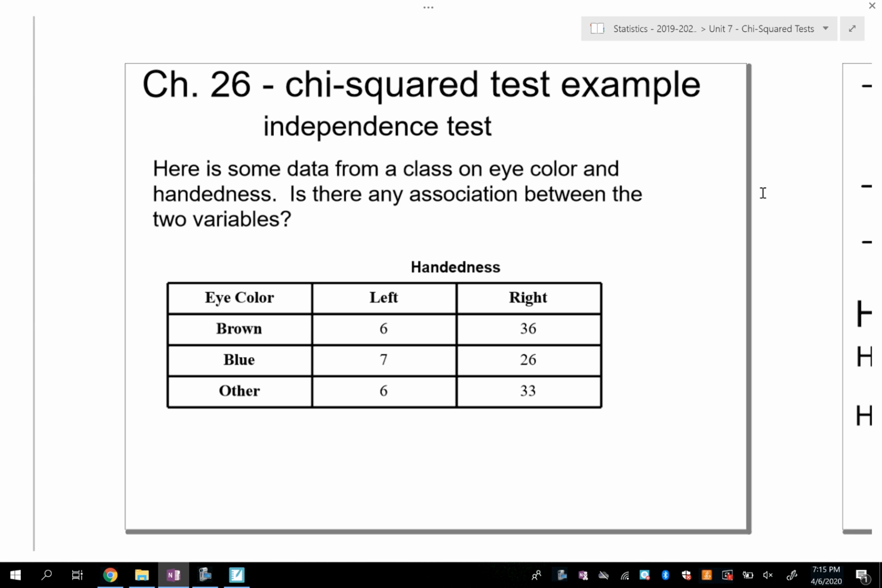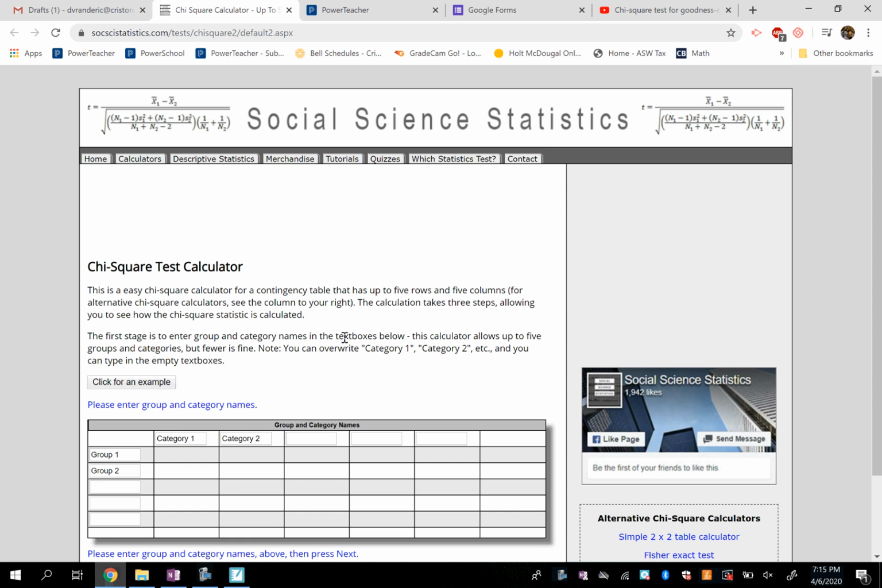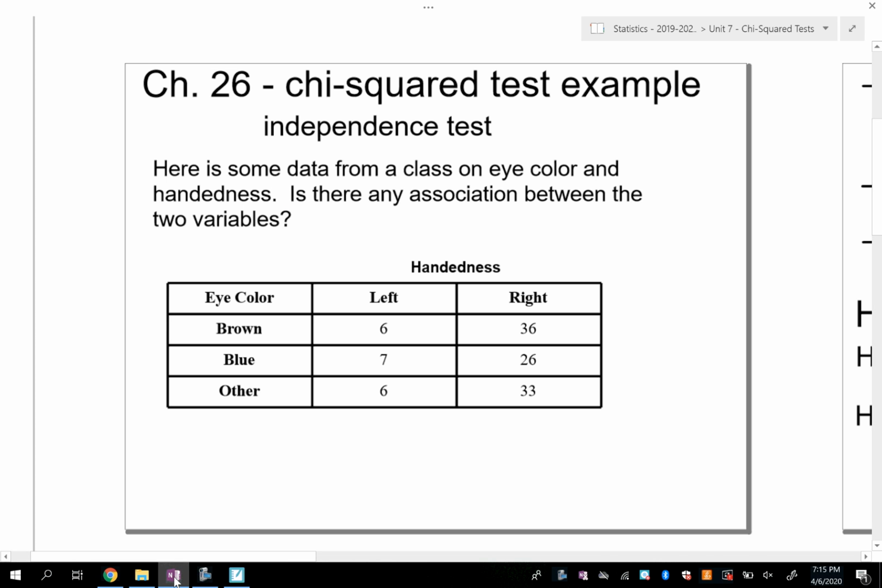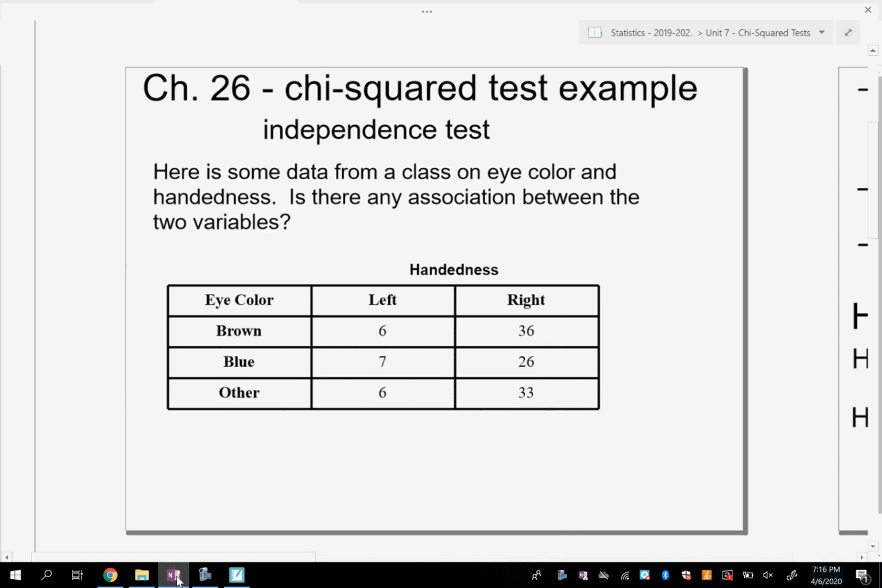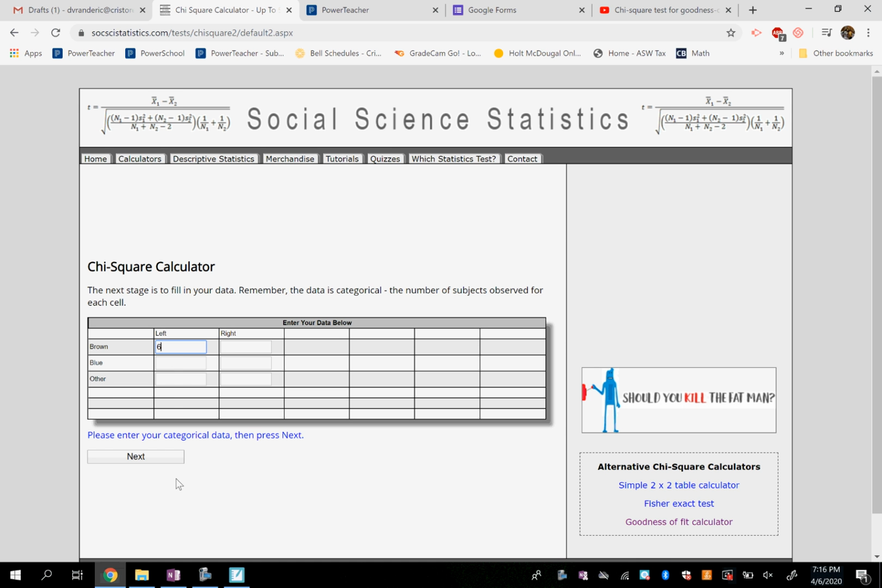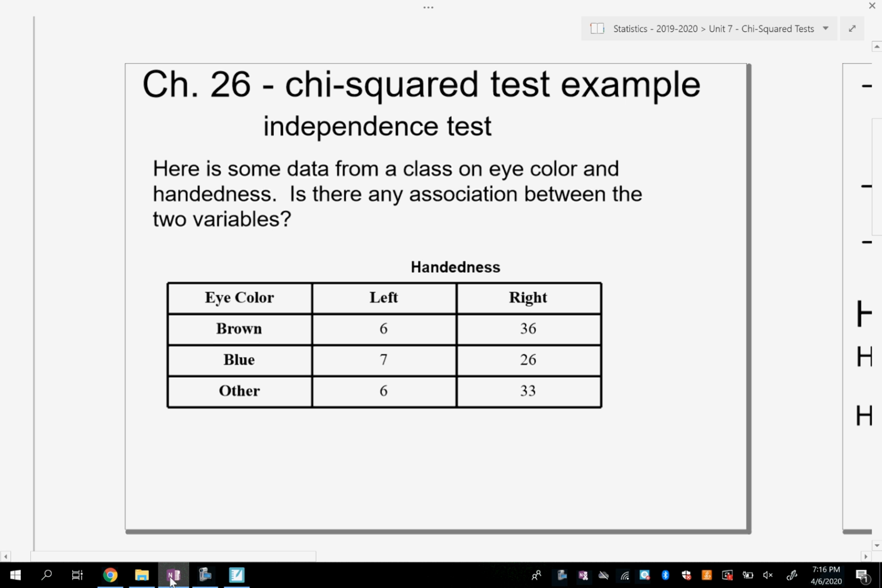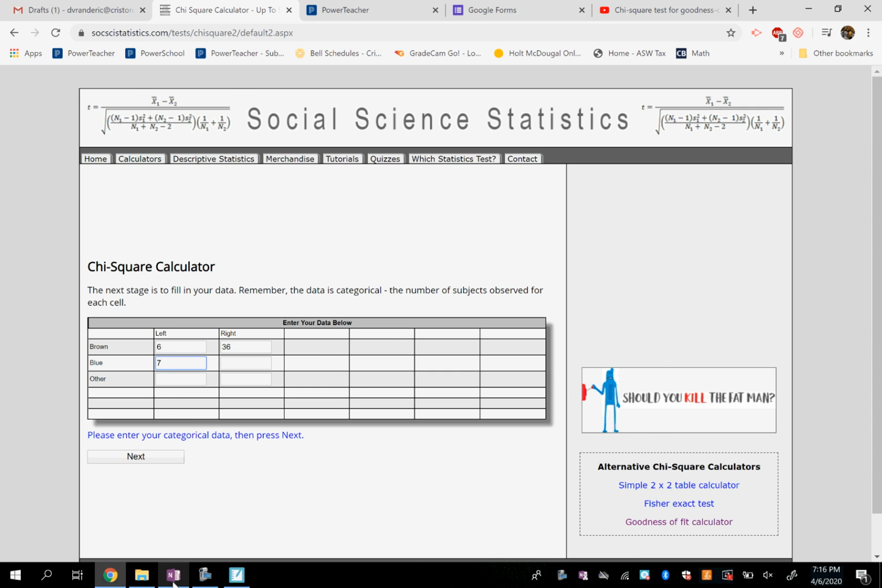All right, so just like we did before, I'm going to go to the link. All right, here it is. I'm going to type in my categories. I have for handedness, left and right. And then for eye color, we're going to have brown, blue, and other. All right, then hit next. Let's type in the observed data values. So we have 6 left-handed with brown eyes, 36 right-handed people with brown eyes, 7 blue-eyed left-handed people, 26 blue eyes and right-handed, and then for other, 6 and 33. Okay, and then you hit next.